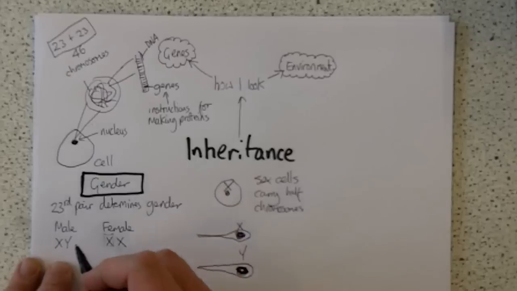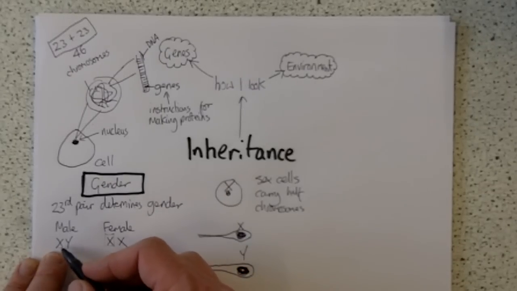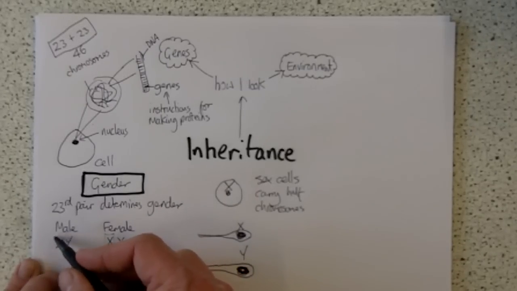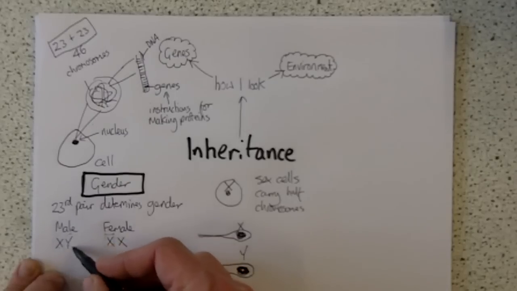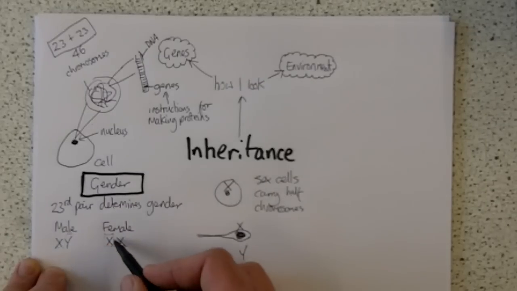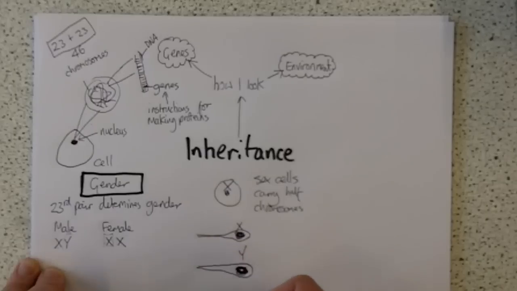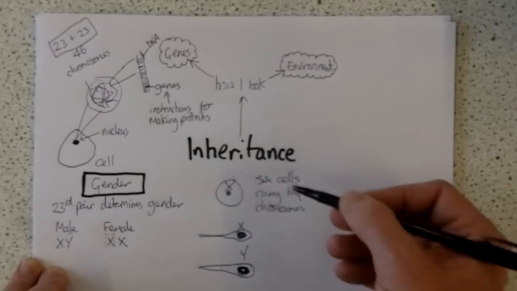So if you look at the two chromosomes for males, they are X or Y. So when the sperms are made, some of those sperms will get an X chromosome, some of those will get a Y chromosome, and it's 50-50 for each. In a female, because both chromosomes are X, it means that there'll only ever be an X.